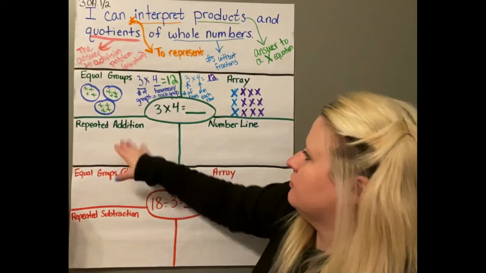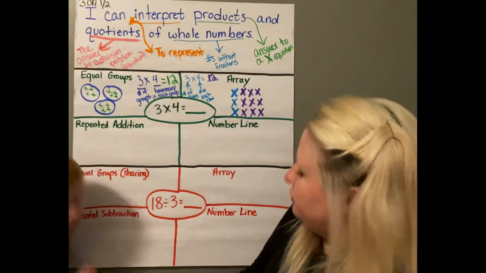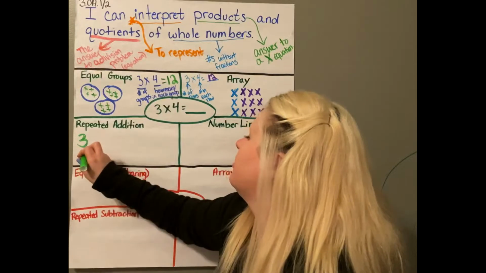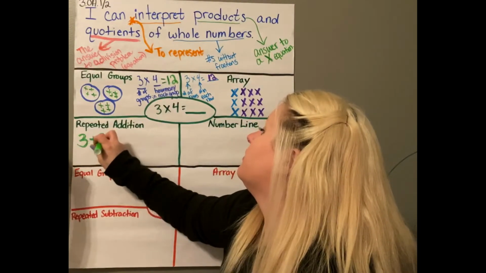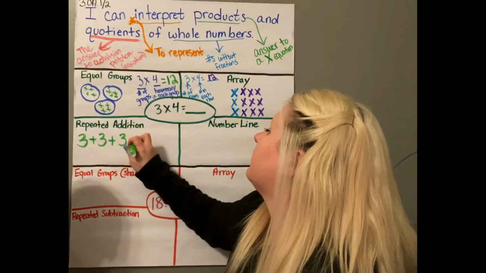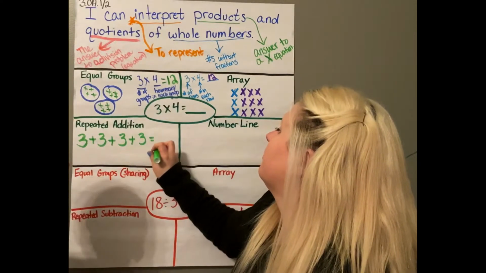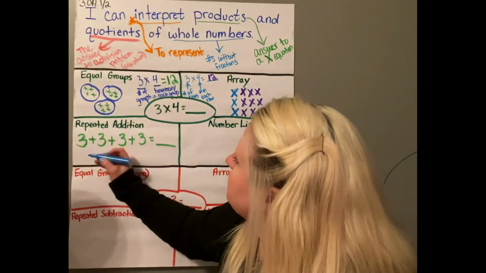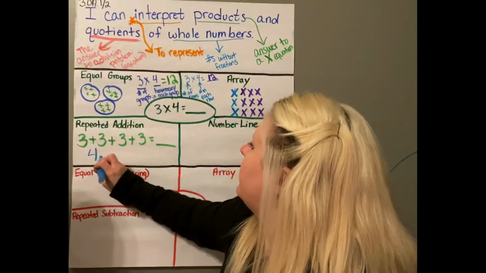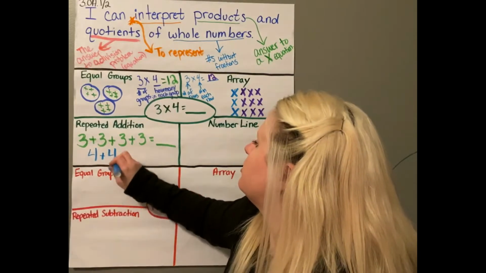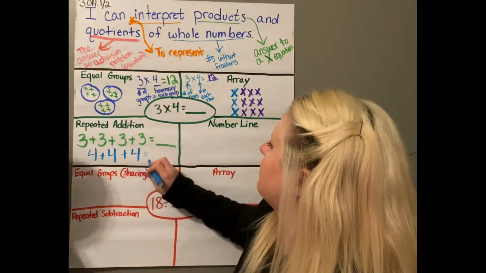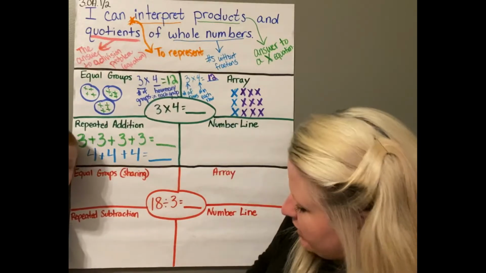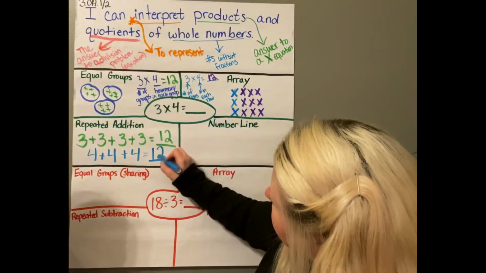All right, repeated addition. You can do it 2 different ways. You can do 3 four times. 1, 2, 3, 4. Or you can add 4 three times. 1, 2, 3. So either way, you're going to end up with 12 for your answer.